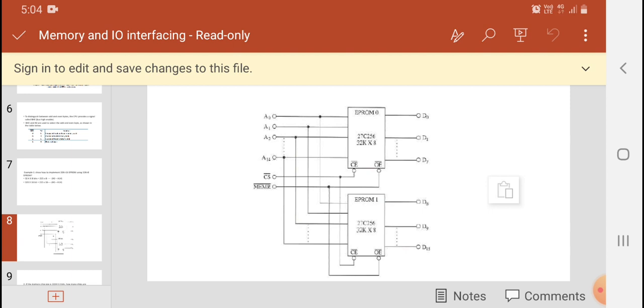If I need to access a single IC at one time and the next IC at another time, I must give different chip selects. That will be seen in the next example. If I give the same chip select for both the EEPROMs, both get activated at a single time and I get all 16 outputs. So 32K cross 8 now becomes 32K cross 16, mapped with my 8086. CS, MEMR, all the pins are coming from 8086. So this is one example.